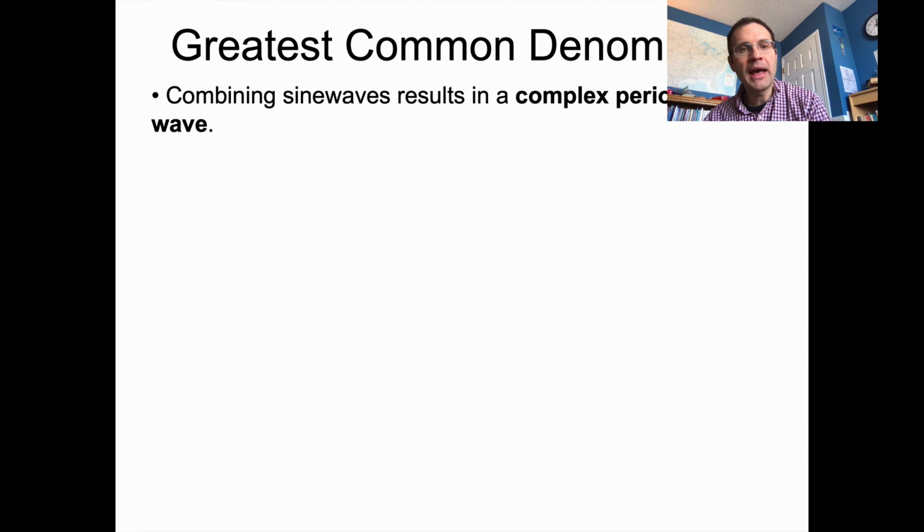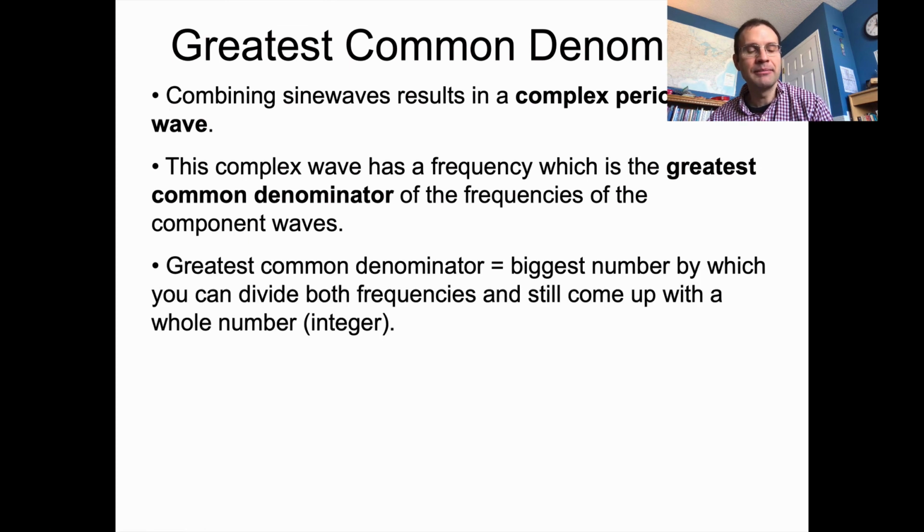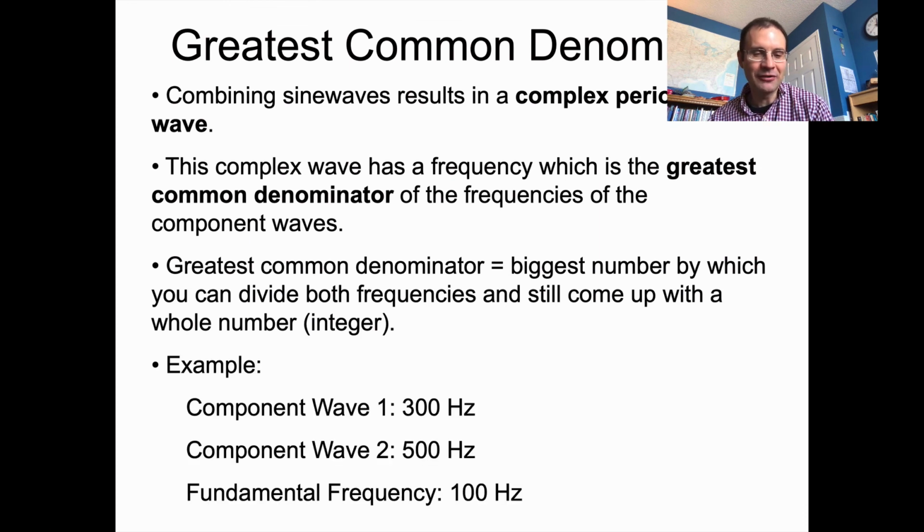Okay, we also learned about how to calculate the fundamental frequency of a complex wave. So when you combine sine waves, that will result in a complex periodic wave, and the complex wave has a frequency which is the greatest common denominator of the frequencies of the component waves. So we had to do a little bit of math to work through this, but basically, as a reminder, the greatest common denominator is the biggest number by which you can divide both frequencies and still come up with a whole number. And I think I've got some examples here, or at least one, right?